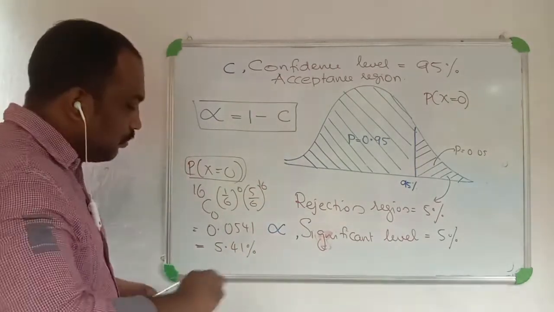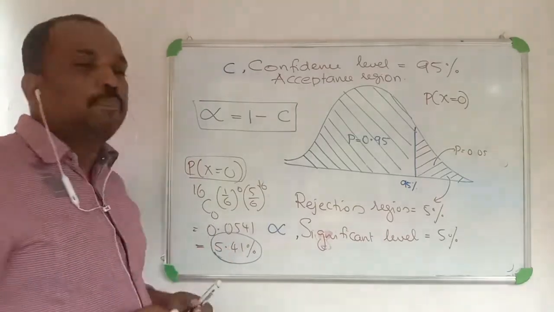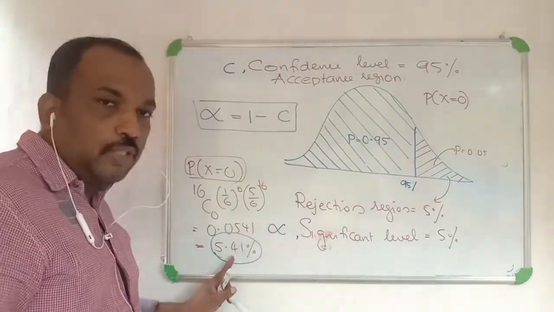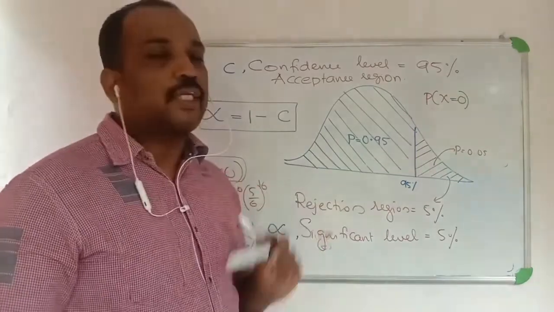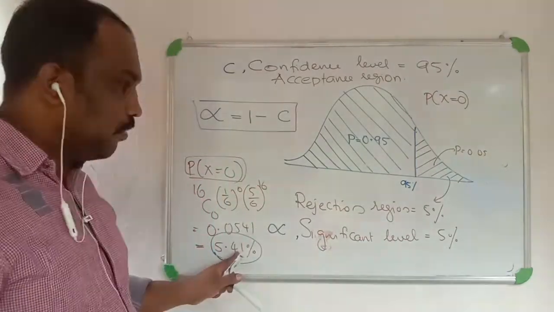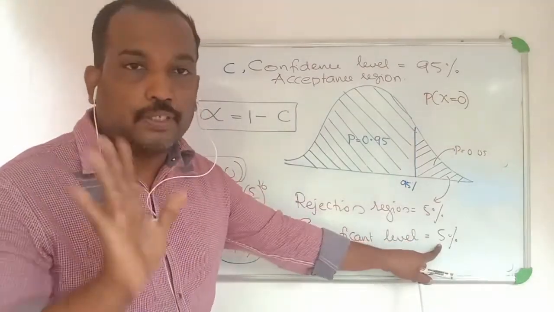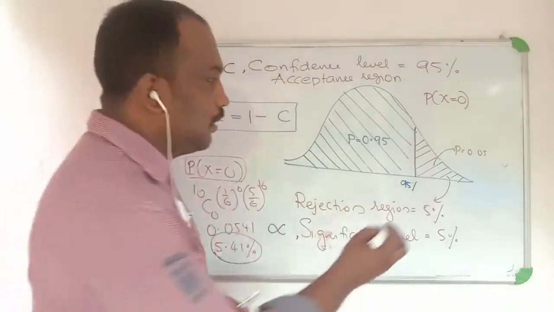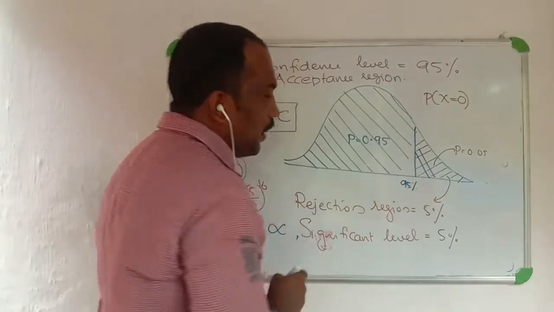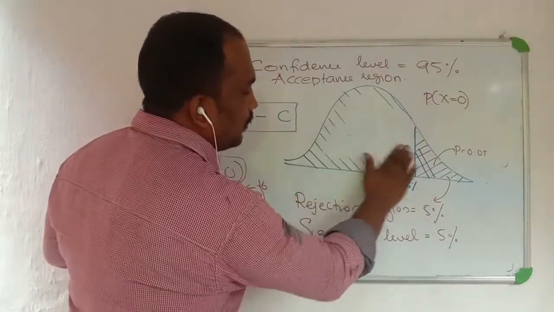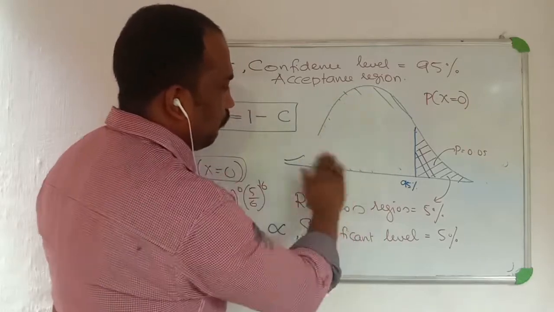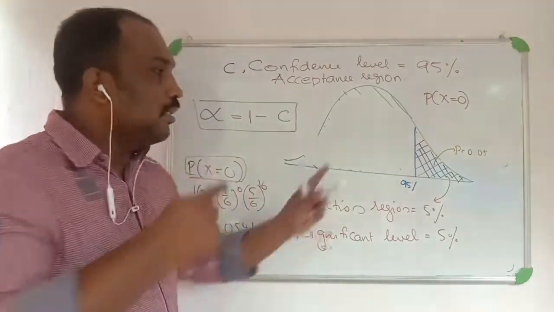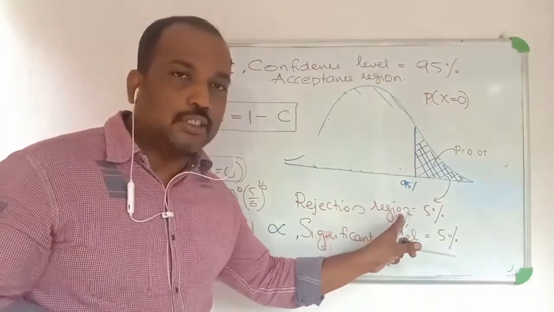Yes. So, when you look at this 5.41% and the significant level, this 5.41% is more than the significant level. The significant level is only 5%. That means if the result is within the significant level, we can say that your result is in the rejection region.